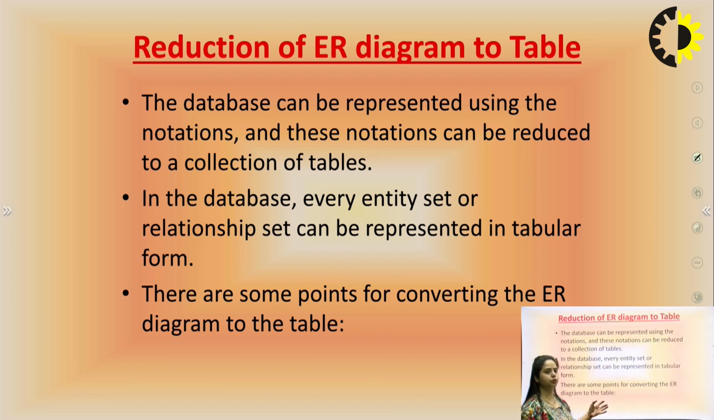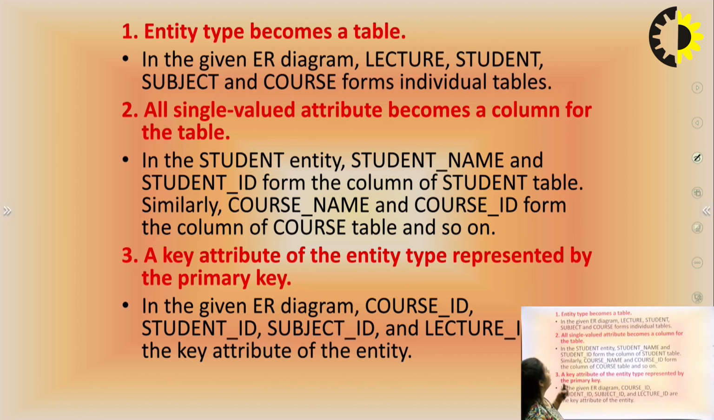There are some rules to do that. The database can be represented using the notation, and the notation can be reduced to a collection of tables. So here we have some rules. The very first rule: entity types become a table. All the entities become tables. All single valued attributes become the columns of a table. Third, a key attribute of an entity type is represented by the primary key.